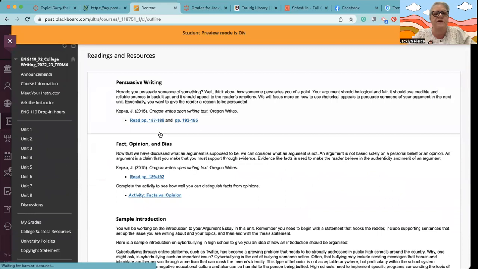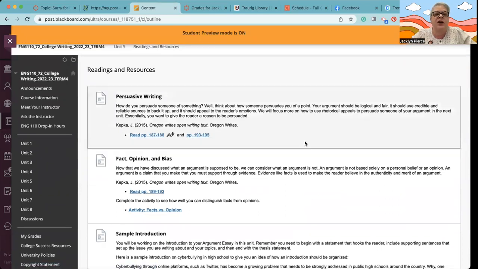In our readings and resources, we have a section on persuasive writing. We have a section including an activity on fact, opinion, and bias. The other thing is, I just talked about fact and opinion. The word bias gets a really bad rap as well. You cannot avoid bias. If something was written by a human being, it's going to have bias to it. And so we've got to learn how to manage it.